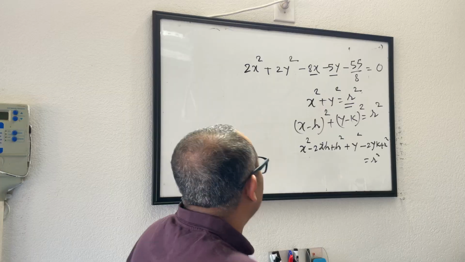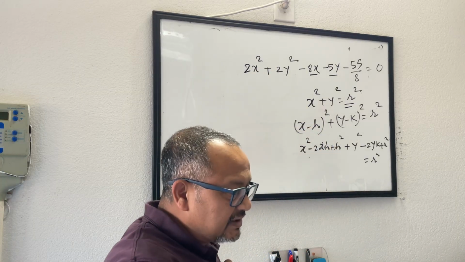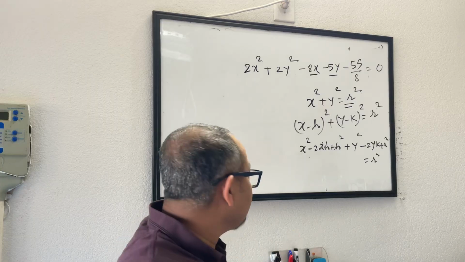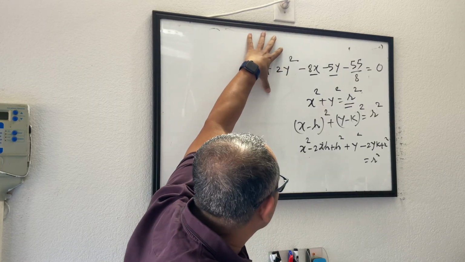Let's see if we can map this with this kind of an equation. Is that making sense so far? So far I have done nothing, okay? I'm saying that I have an equation.